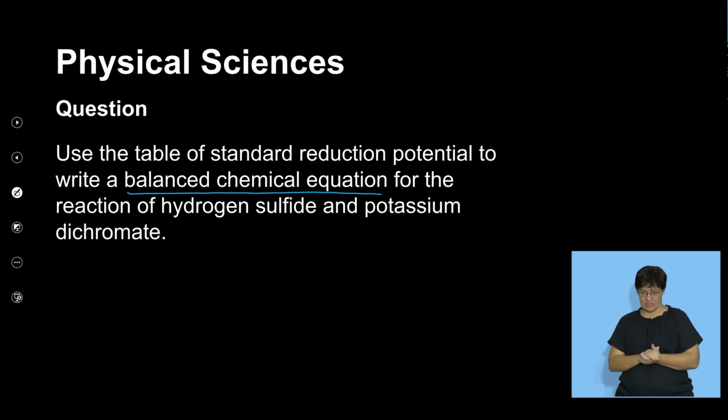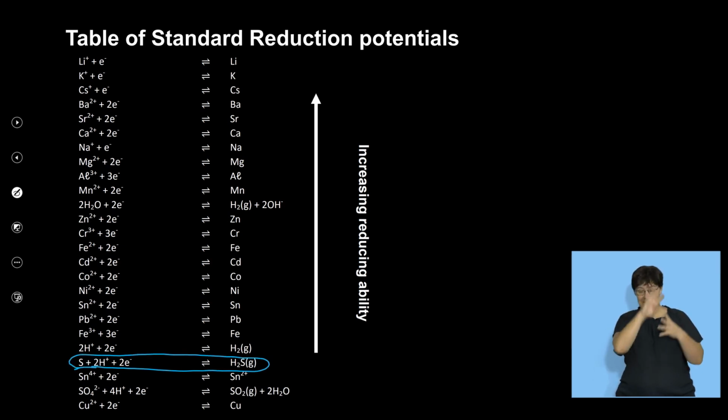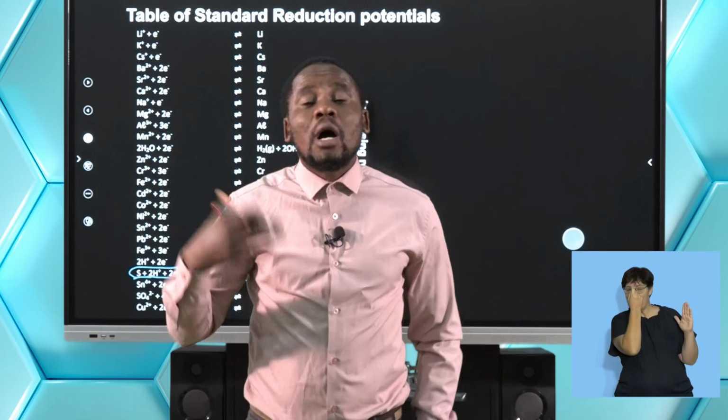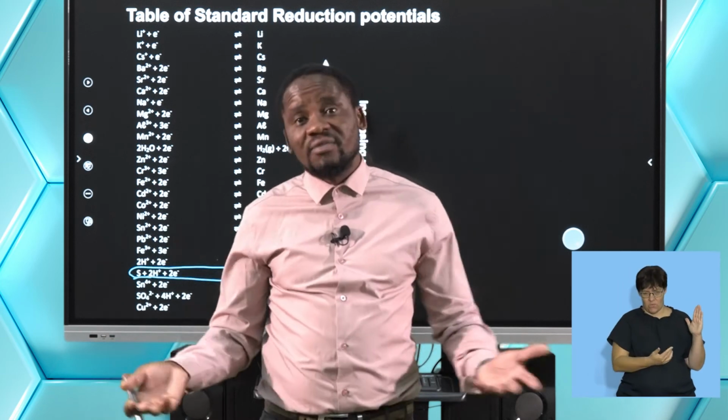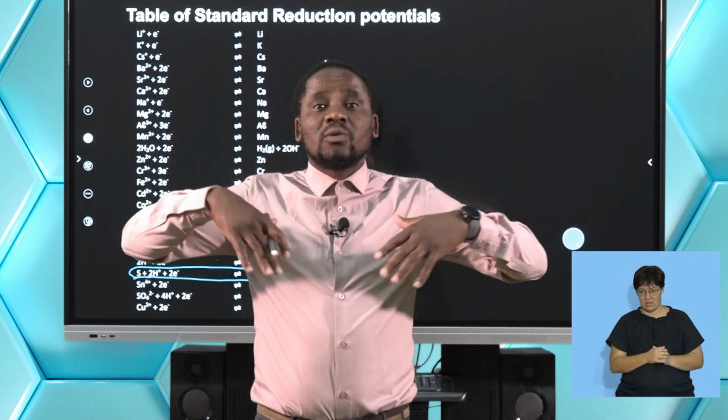So this reaction involves hydrogen sulfide and potassium dichromate, right? If we are to look at hydrogen sulfide, we have to identify the reaction involving hydrogen sulfide. In this case, this is the reaction that we're talking about. This table will actually be given, even in an exam. Yours is just to understand how to use it and which equation is relevant depending on the question that is given. So you don't necessarily have to memorize all these equations.